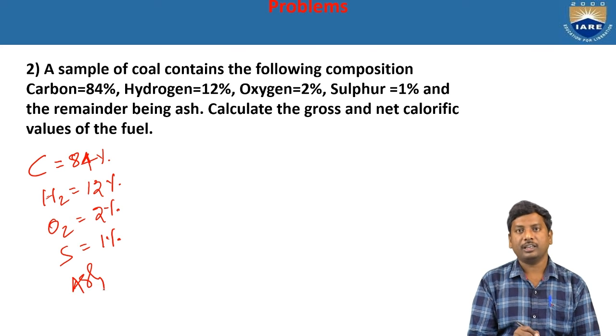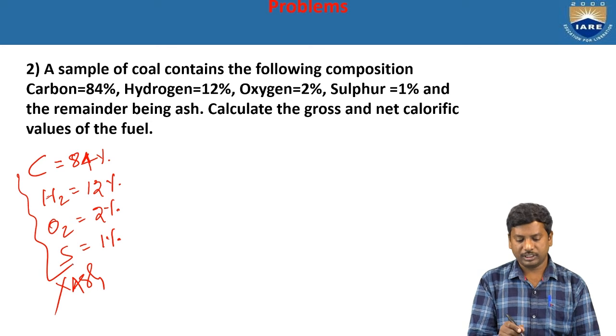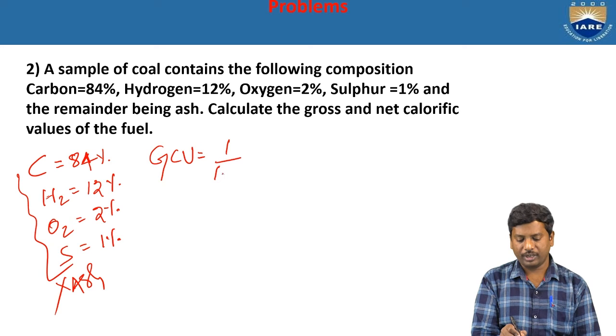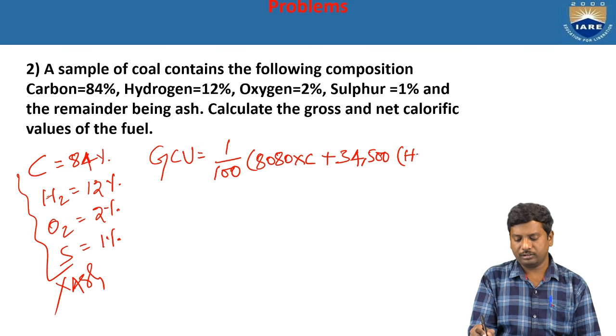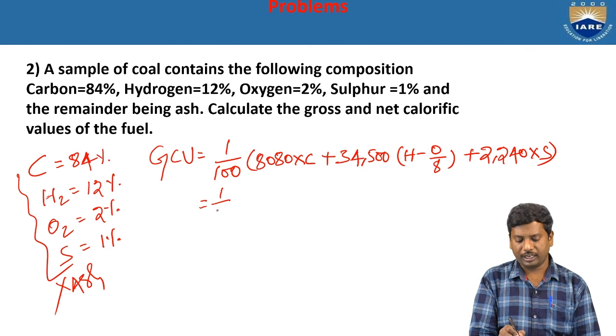For the determination of the calorific value, we should consider only carbon, hydrogen, oxygen, and sulfur, but not the ash content. Now we see the formula for the gross calorific value. GCV is equal to 1 by 100 into 880 into percentage of the carbon plus 34,500 into hydrogen minus oxygen by 8 plus 2,240 into sulfur.